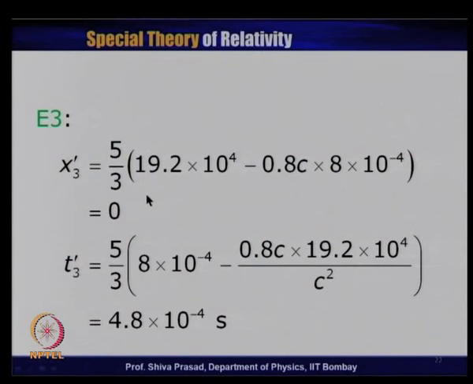At the moment, let us just write the Lorentz transformation and work out the coordinates of event number 3 in ambulance frame. Later we will discuss which is the shorter way of solving this particular part of the problem, or just finding out the coordinates of E3 in ambulance frame. So let us look at this transparency for event number 3.